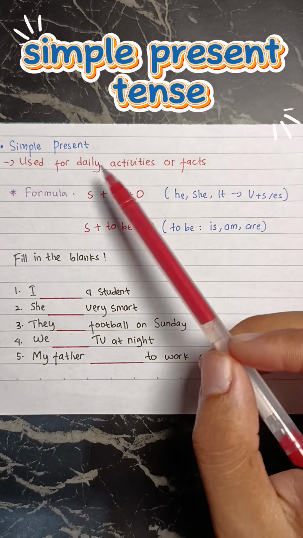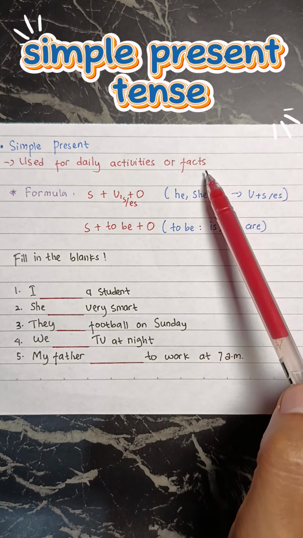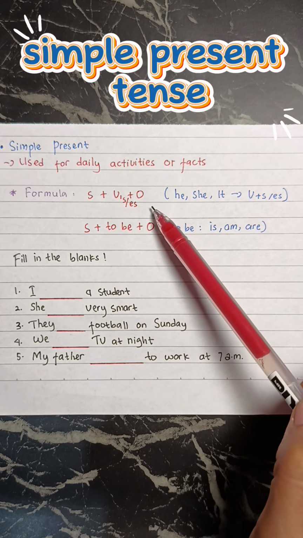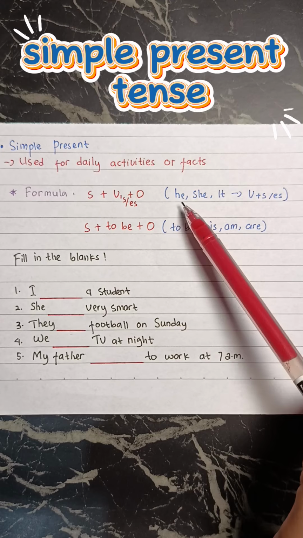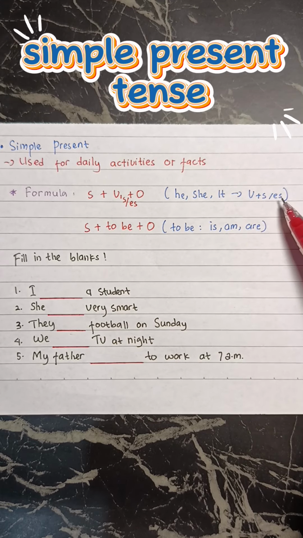Today we will learn about simple present tense. Simple present tense is used for daily activities or facts. The formula is subject plus verb 1 plus object. For he, she, it, we add s or es.